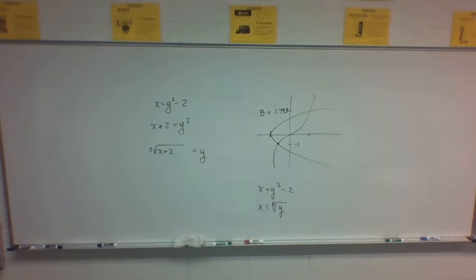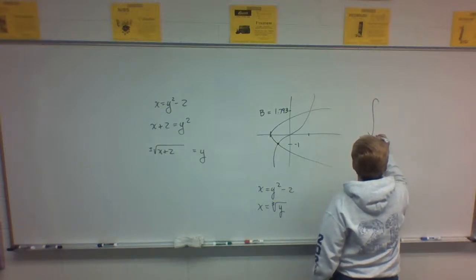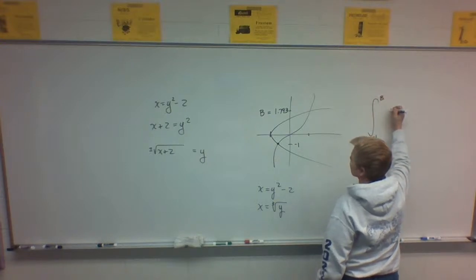It was already Y. No, actually, I'm going to store that in B. Store in B. Okay, so I've got 1.7930033715 and so on. I have that stored in my B. So now I'm going to integrate from -1 to B.